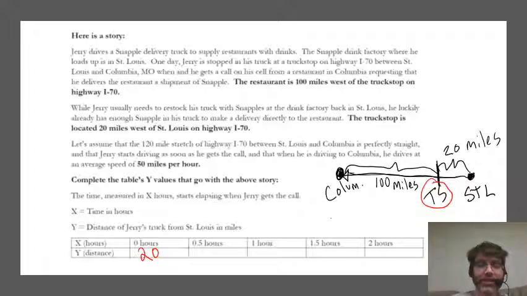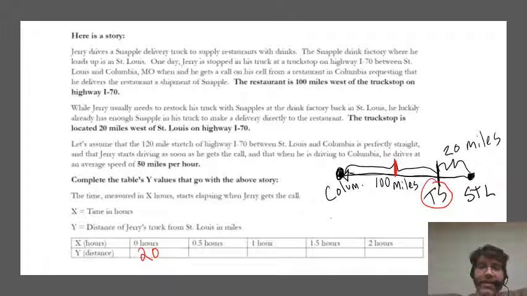Now, since he's going 50 miles per hour on average, let's go straight to an hour. In 1 hour, if he is driving at 50 miles per hour, he will have driven 50 miles from the truck stop. So if he's driven 50 miles from the truck stop in 1 hour, around here would be mile 50 from where I have this red thing.